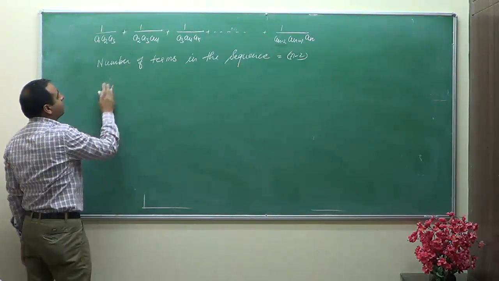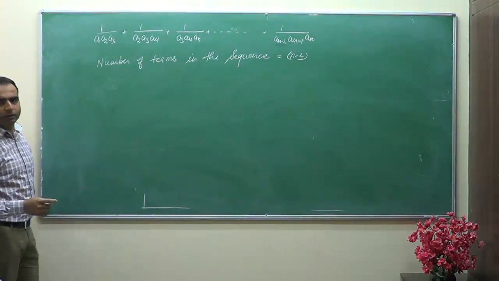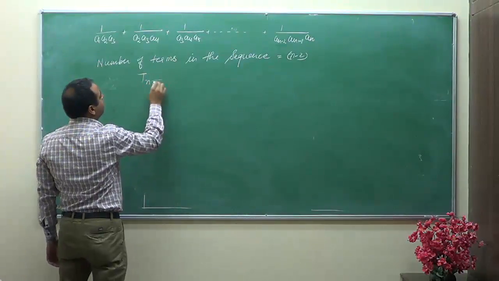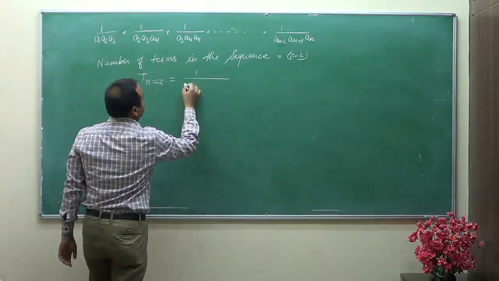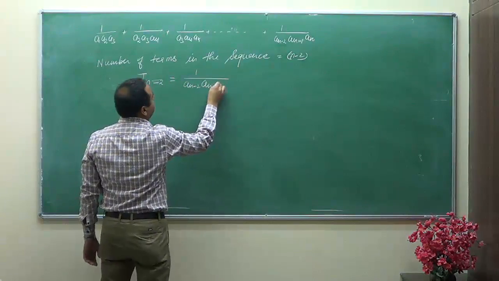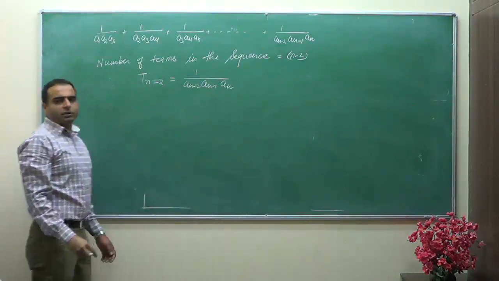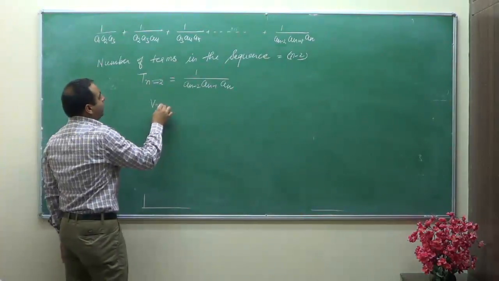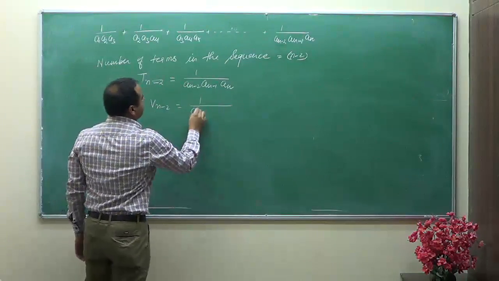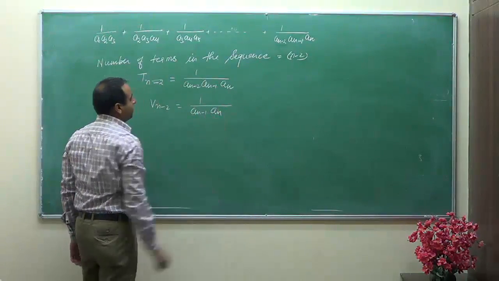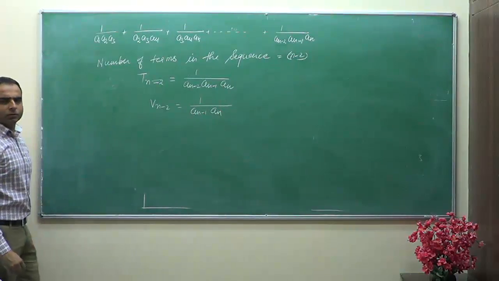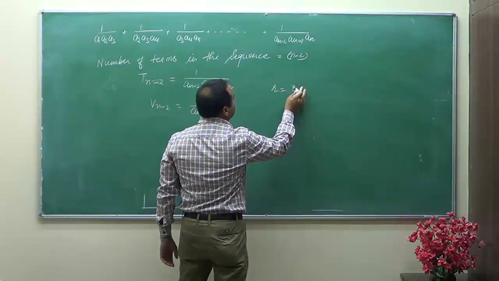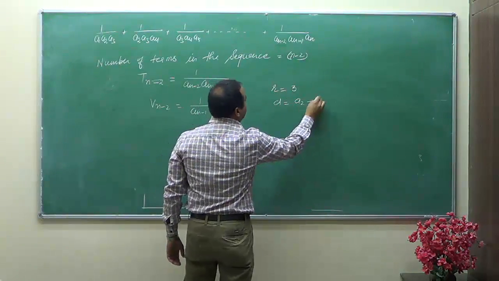In order to find the sum we will use the V(n) method. First of all, what is T(n-2)? T(n-2) is 1 over a(n-2) a(n-1) an. And what is V(n-2)? V(n-2) is a(n-1) an. Now what is the value of r? r is equal to 3 and d is a2 minus a1.